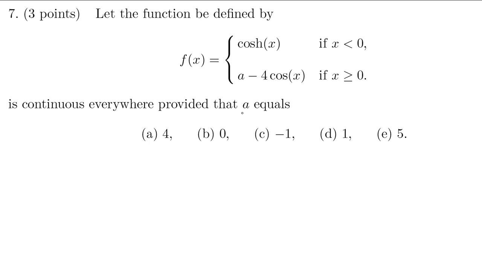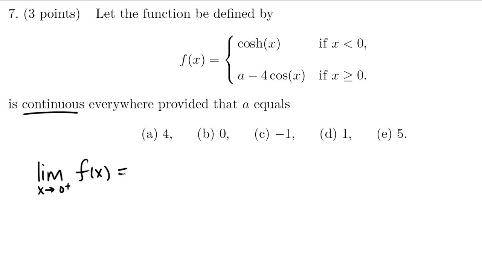So let's see what happens. Continuous. Let's use the definition that the left limit, by the way, I'm talking about continuous at 0, okay? Because like I said, it's continuous everywhere else. The only potential problem is at 0, so I just need to think about continuity at 0.